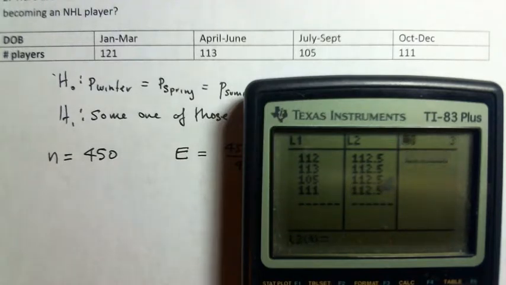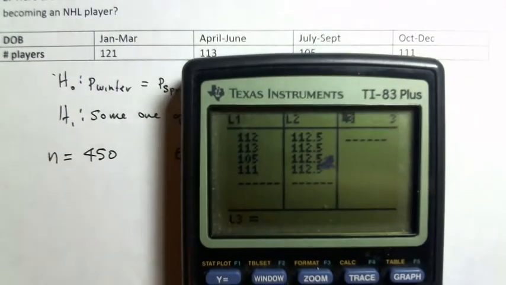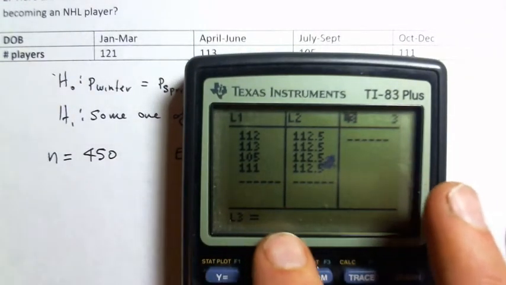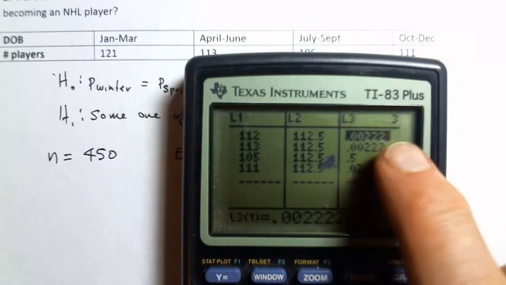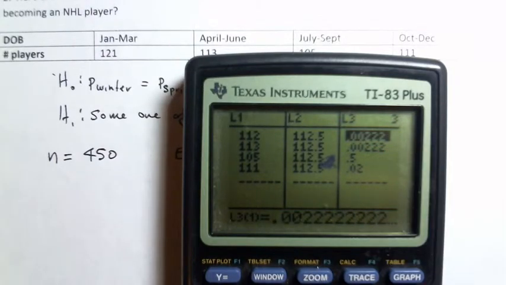And then list 3, this is really kind of slick. Watch what I do, and you can see what I do down here. I'm going to take the observed minus the expected. I'm going to square that, and then I'm going to divide it by the expected value. So all of these is the observed minus the expected squared divided by the expected.